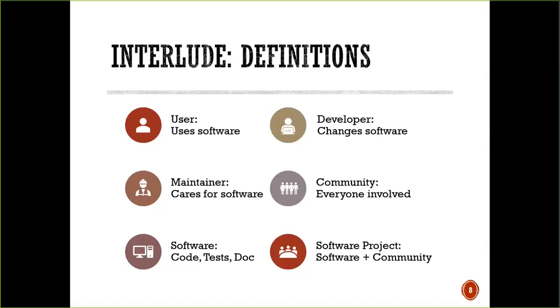The software, again, is relatively simple to define. That's the source code, all of the tests and the documentation that you have for this software. But when I talk about the software project, then I mean not only the software, so the digital version of the software, but also the community. And if you take anything away from this talk, then please let it be this bullet point that a software project consists of both the software and the community that uses and develops the software.